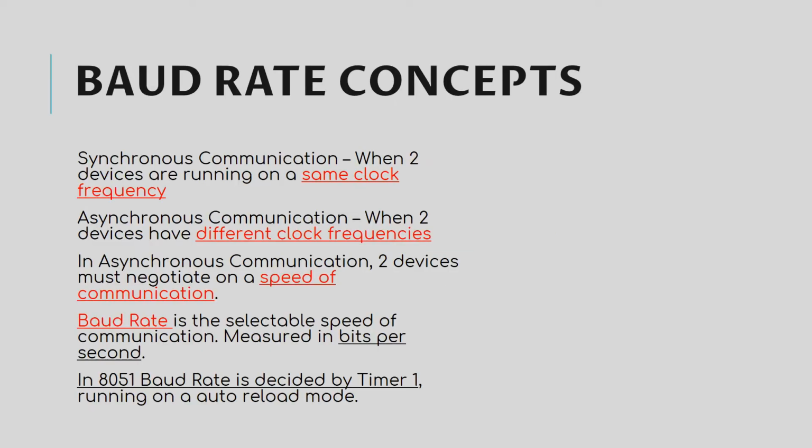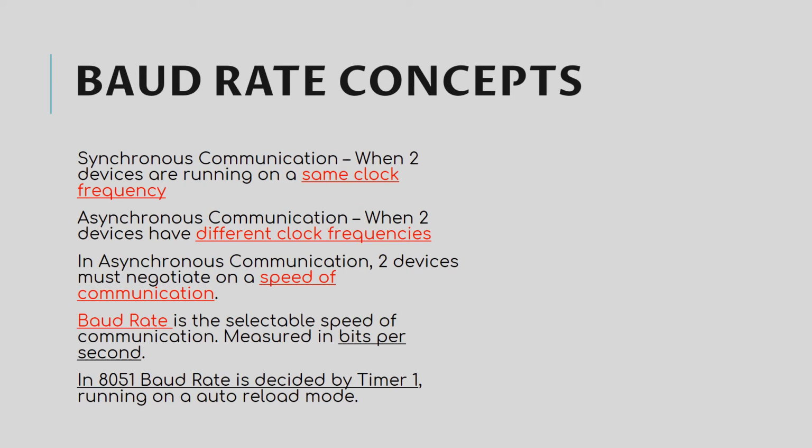I have told you about speed. Now let me tell you the speed concepts. But before that, you have to understand why we call it universal asynchronous. What is the meaning of asynchronous? Synchronous communication is when 2 devices are running on the same clock frequency. But asynchronous communication is when 2 devices have different clock frequencies.